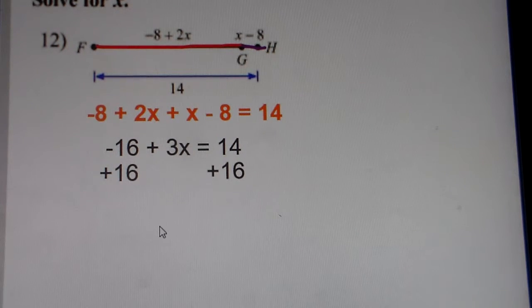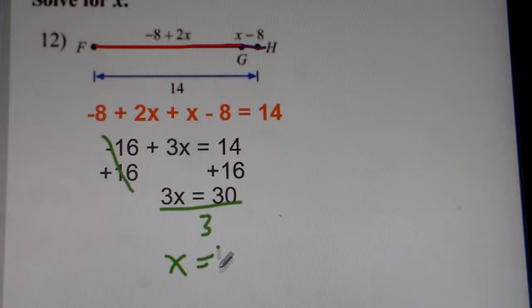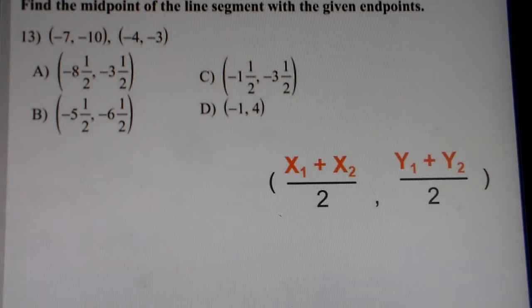So then you're going to get 3x equals 30. Because the negative 16 and positive 16 cancel out. 14 plus 16 gets you 30. Then you're going to divide by 3. And you get x equals 10. So number 12, the answer is x equals 10.